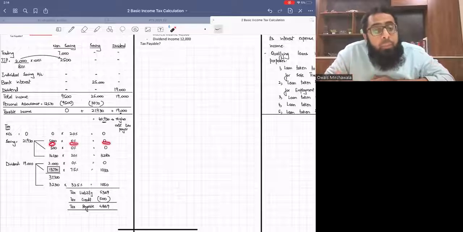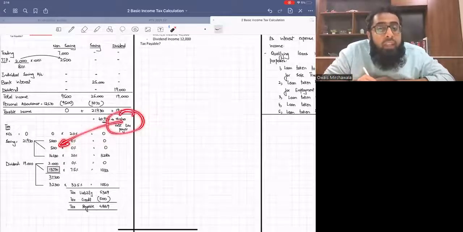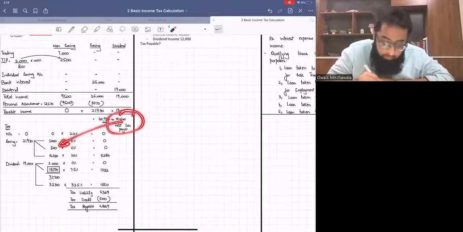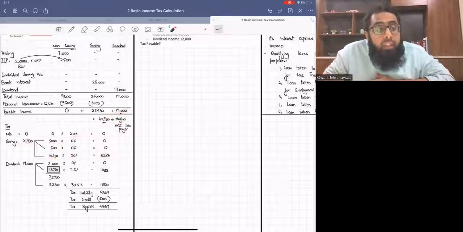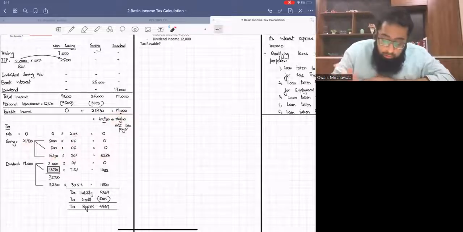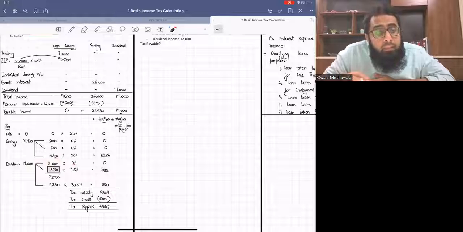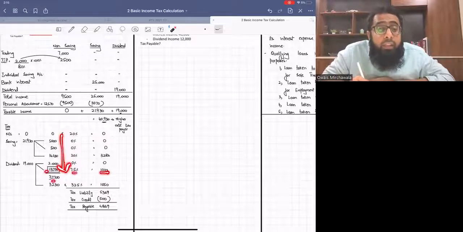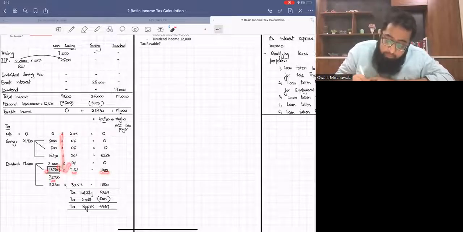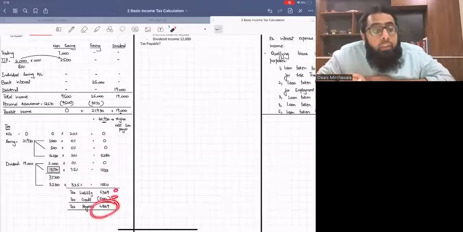So 5,000 into 0% gives 0. You are a higher rate taxpayer, so saving income gets 500 more. And then the remaining saving income goes at 20% because we are in the basic rate band. Now, what about dividend income? First 2,000 always at 0%. Now we looked at the basic rate band. The remaining portion goes at 7.5% because the dividend basic rate is 7.5%, and the remaining goes at 32.5%. Tax liability, tax credit, and we got the tax payable.